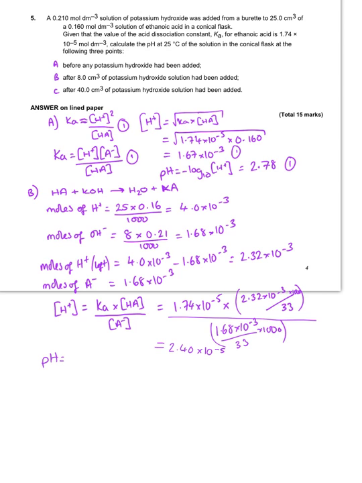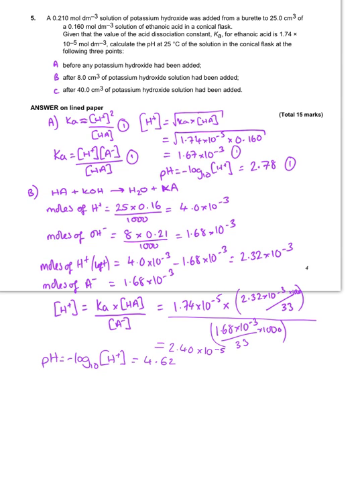So the pH would be equal to 4.62. And we know that the acid is still in excess, and it's a weak acid, so that's a sensible concentration for the pH to be.